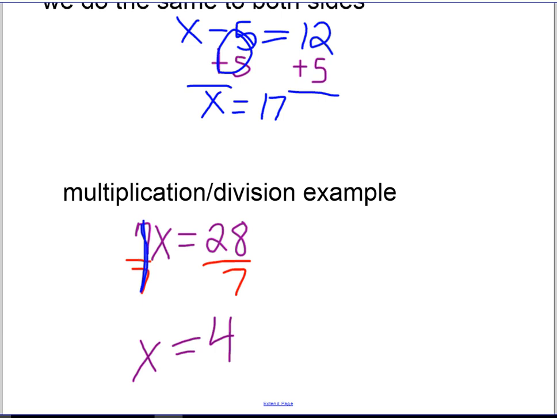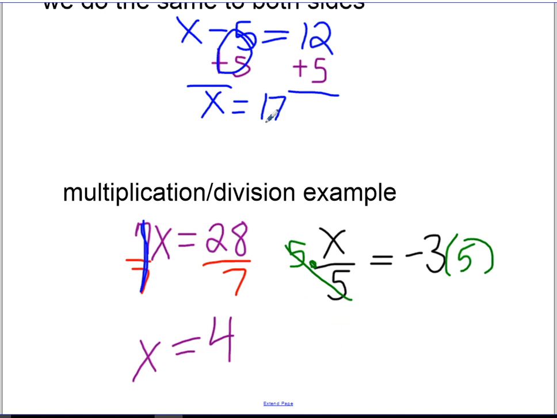Or another example would be if we had x over 5 equals -3. Again, we can think of our fraction bar as division. So the opposite would be to multiply by 5. And so that means we would need to multiply 5 times the other side, and divide by 5, multiply by 5, cancel each other out. And we're left with 1x on the left-hand side, or just x. And -3 times 5 is -15.